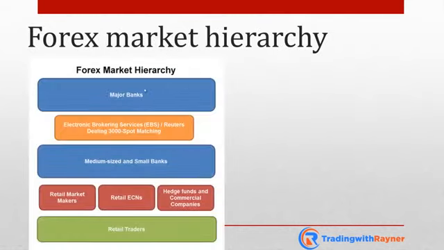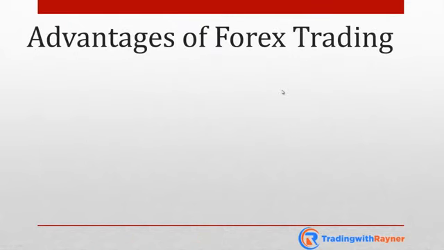So this is the hierarchy. You can see that at the top of the food chain are the major banks and the central banks, followed by medium-sized and smaller banks, then the brokers, hedge funds, corporations, and finally retail traders at the bottom. So this is from Babypips.